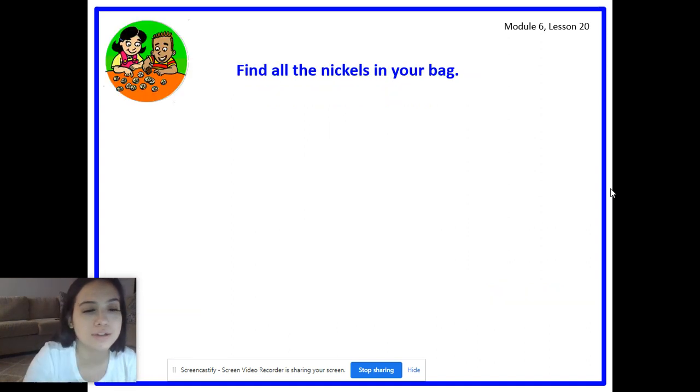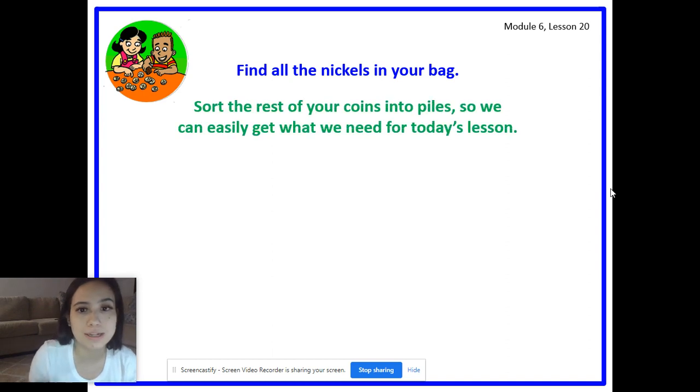So find all the nickels if you have them and put them out on your table. You can go ahead and press pause at the video this time if you do have your coins and you're ready to put them out together. Only your nickels. If you don't, just let's continue. Now, sort the rest of your coins into piles so we can easily get what we need for today's lesson. So what I want you to do is put your coins into piles. All your dimes together, all your nickels together, and all your pennies together. Go ahead and press pause in this video and press play when you already have them sorted out. And if you do not have coins, that's okay. Let's continue.